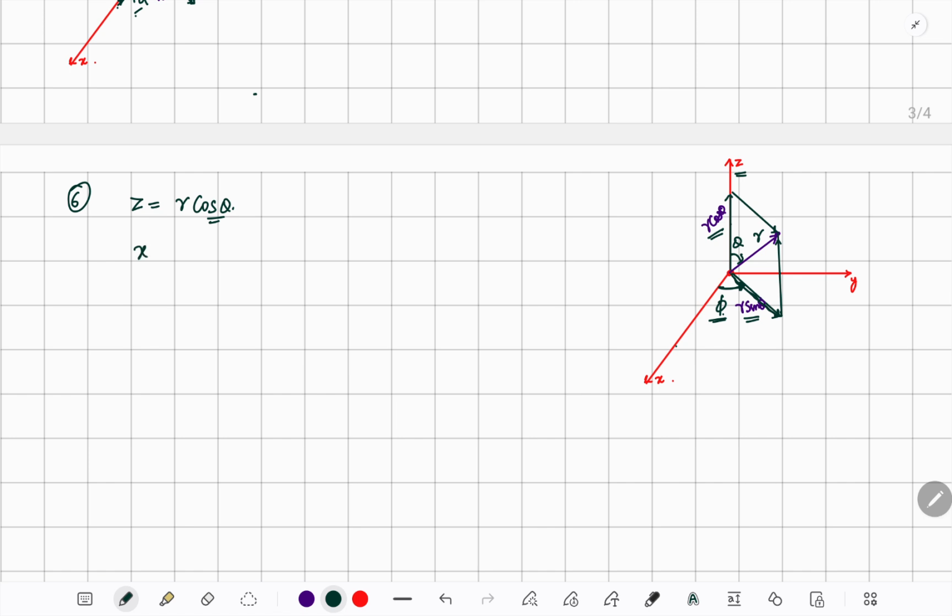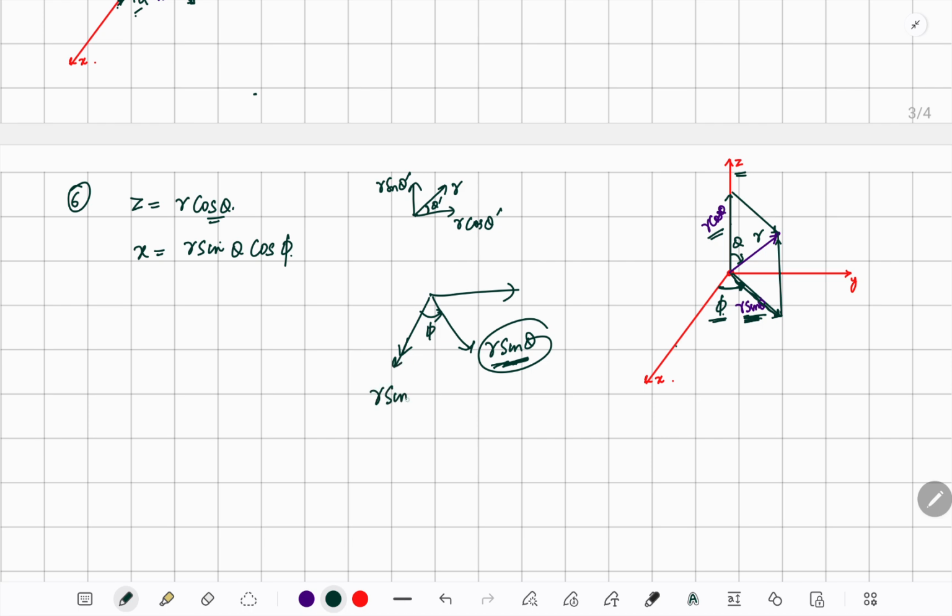So basically x is r sin theta cos phi, because for any vector, if this is some theta dash, this axis is r cos theta dash, this is r sin theta dash. So similarly, this time we have a vector r sin theta, so we have two axes. This is r sin theta, this is phi. So now this time the vector is r sin theta, and this way it would be r sin theta cos phi. This is r sin theta sin phi. So y is r sin theta sin phi.